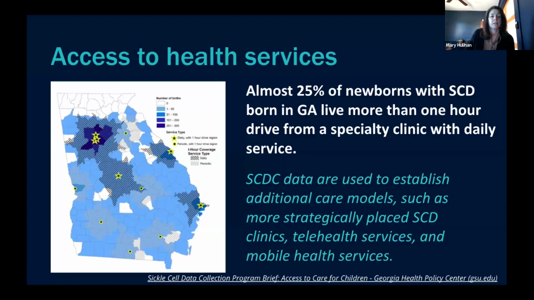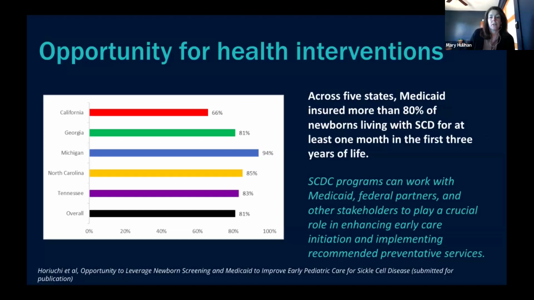Next slide, please. So my third example today is a joint effort that's taking place across 5 of the states participating in SCDC. This is California, Georgia, Michigan, North Carolina, and Tennessee. This is unpublished data, so I'm just sharing with you the high-level messaging here. But together, these states looked at enrollment in Medicaid for babies born with sickle cell disease in each of the states, those babies identified through their newborn screening programs. And they found that more than 80% of the newborns living with sickle cell disease were insured by Medicaid for at least 1 month during their first 3 years of life.